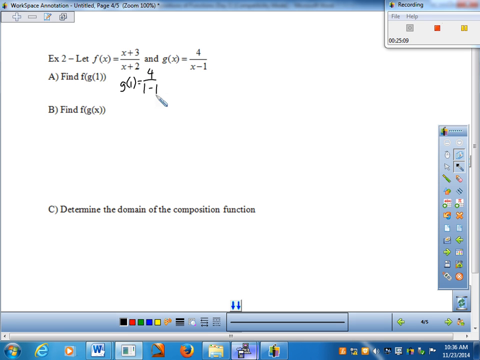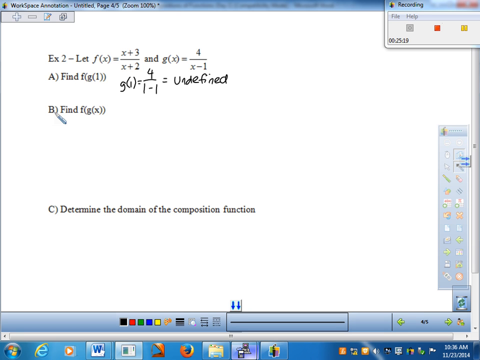And notice what you end up getting right away. Make me divide by 0, right? 4 divided by 0 can't happen. And so as a result, it seems like right off the bat there, f composed of g of 1 is undefined. Now there is a reason I put this in play, so keep it in the back of your mind if you would. But in the meantime, let's go ahead and do f composed of g of x.